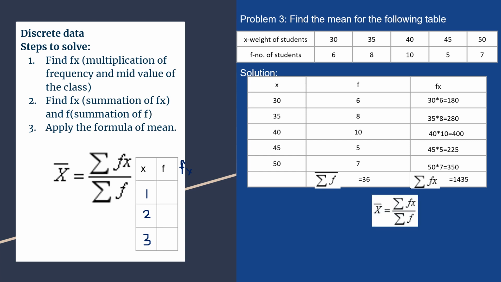Then our next step says apply the formula mean equals summation fx upon summation f. So this will give you the value as 1435 divided by 36, which is 39.86.